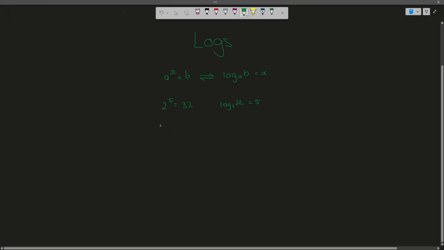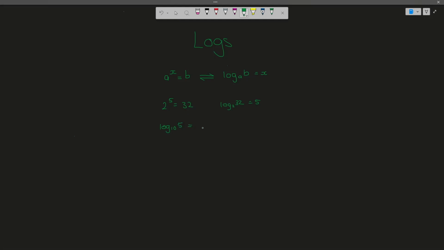Logs can have different bases. For example, log base 10. When we have a base 10, we write just the log and then the number. We can also have log base e. In this case, this is what we call a natural log, and it's written as ln of the number.